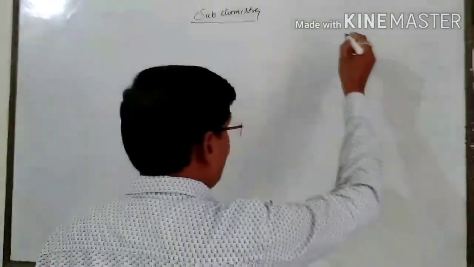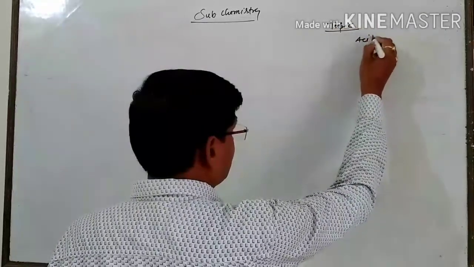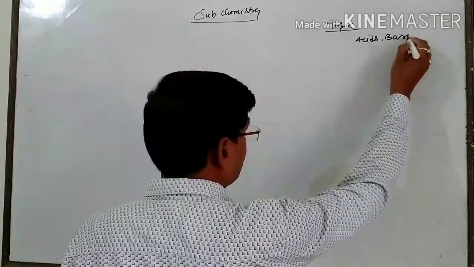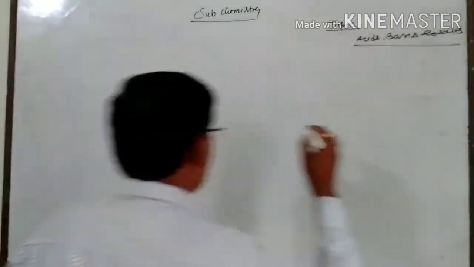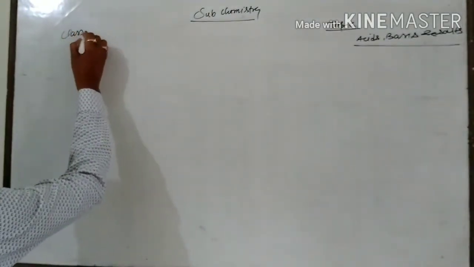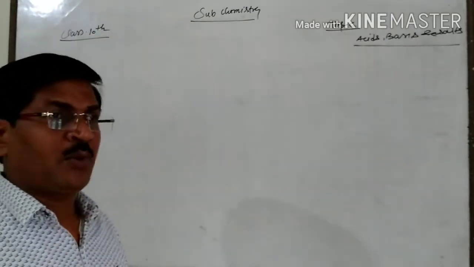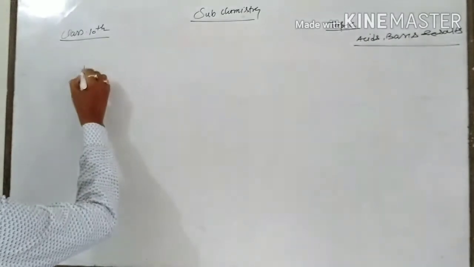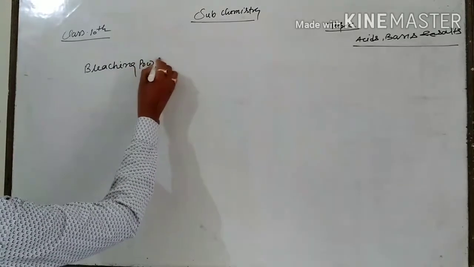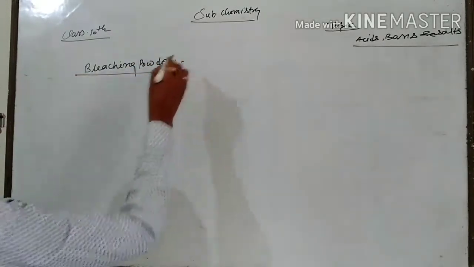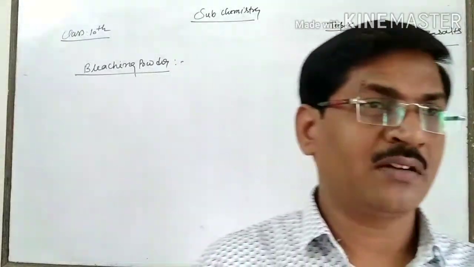As you know, I had mentioned the topic: acids, bases and salts, and this is for class 10th students going to appear in the coming board exam. The product name is bleaching powder. Questions will come on the method of preparation of bleaching powder, how you have to prepare it.